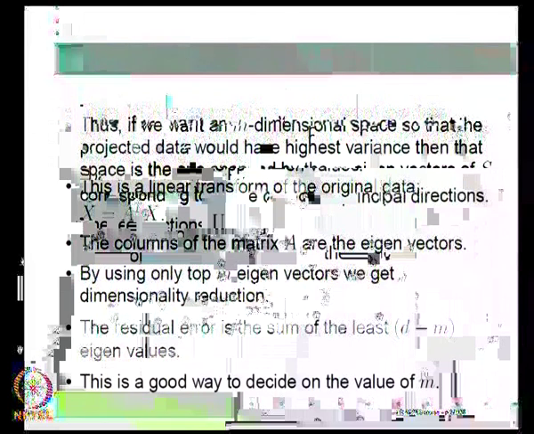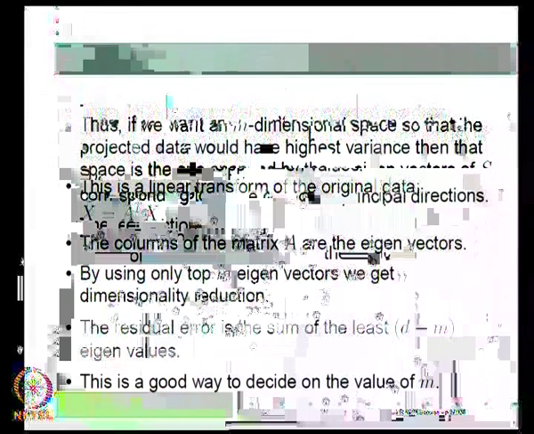Now, what will be the residual error? The residual error, as you have already seen, J is equal to the sum from j equals m plus 1 to D of u_j transpose S u_j, which is nothing but the sum of the remaining eigenvalues. So, the residual is the sum of the least D minus m eigenvalues. So, find all the eigenvalues, look from the bottom most, and keep adding them. How much error you can tolerate, that many eigenvalues you can reject, and that tells me what m I should use. This is often one way of deciding what m. I look at these eigenvalues, and based on this set how many eigenvalues I can reject.